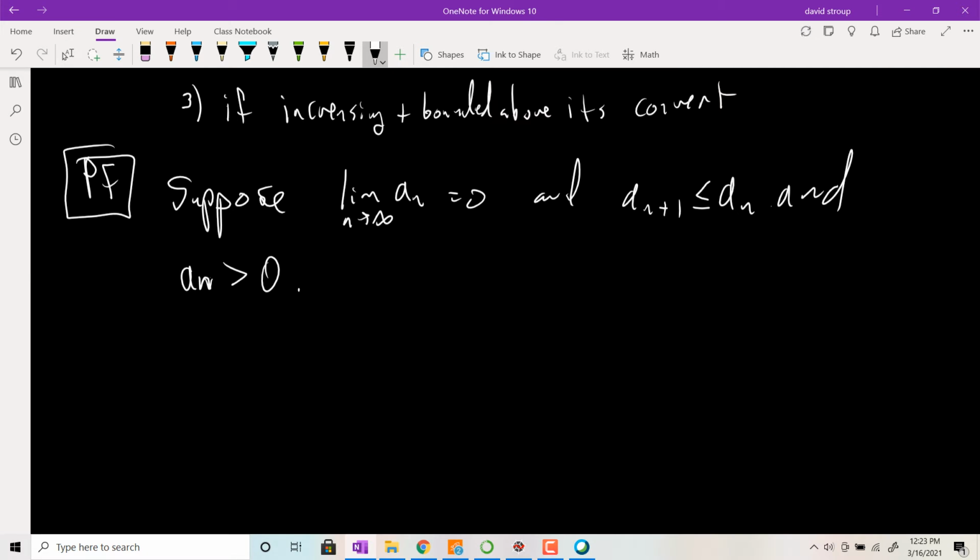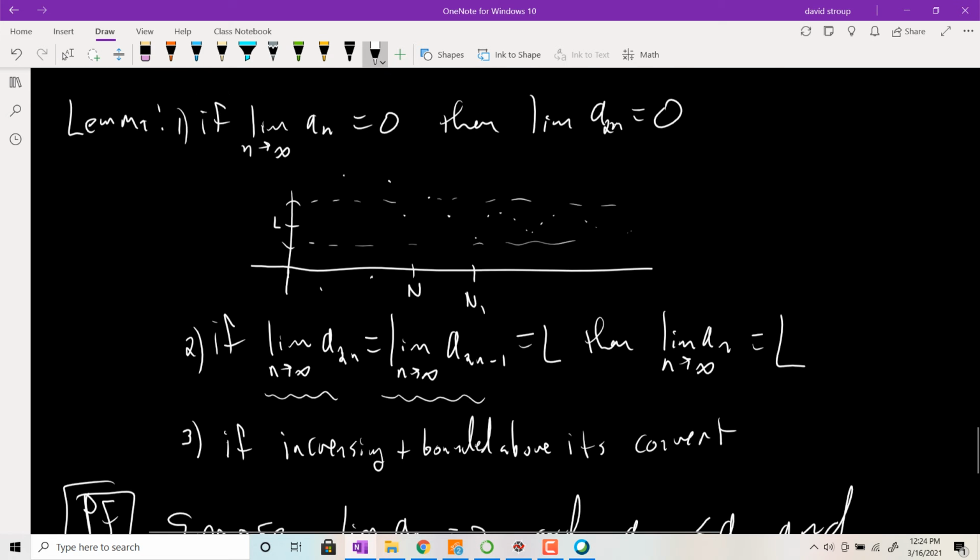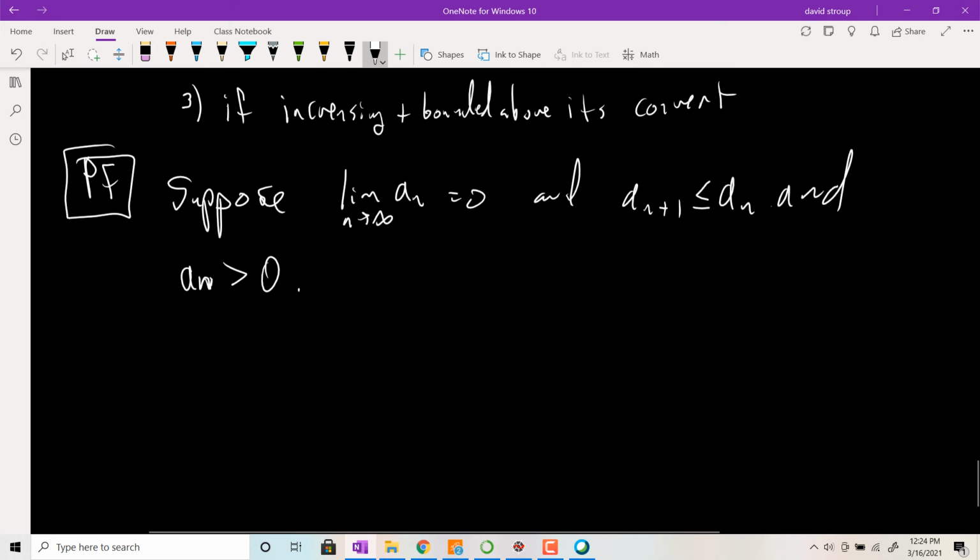Okay, so I think all of that plus these three little helper theorems will get the job done. Our goal, what we want to show, is basically that the series is convergent.